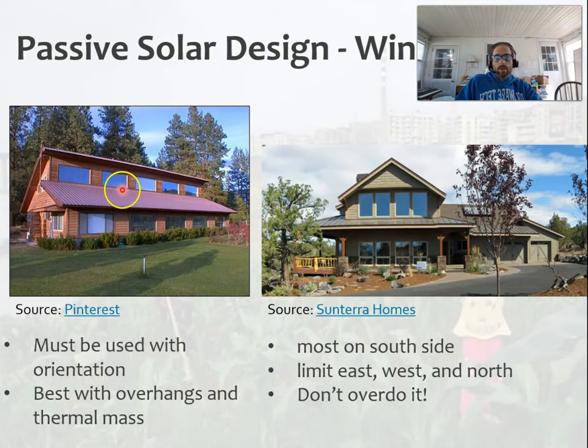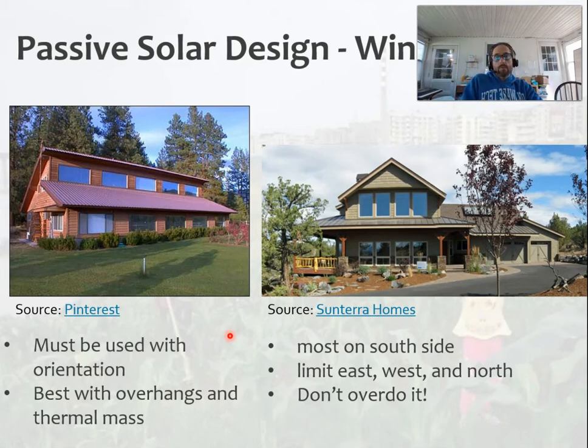But you can see there's an overhang here, there's an overhang here, overhang here, overhang here. So the third design principle, okay, so we have orientation, face south basically. Overhangs and shading, so block the summer sun and let the winter sun in.